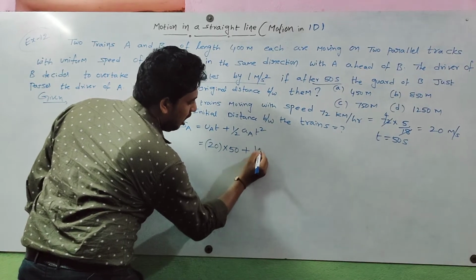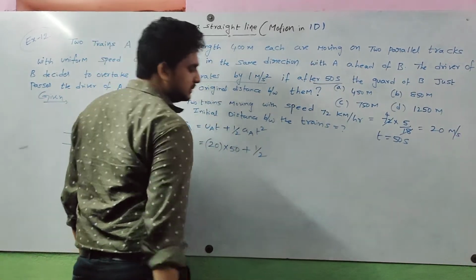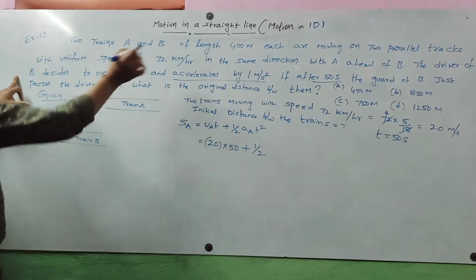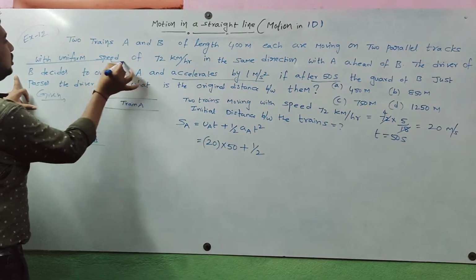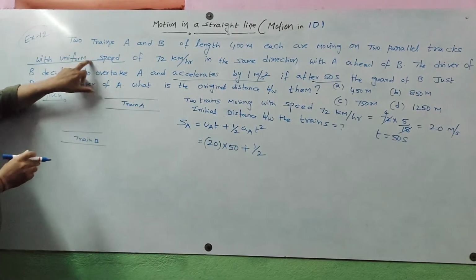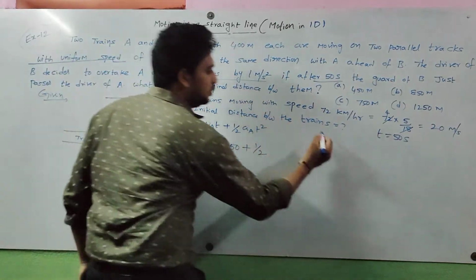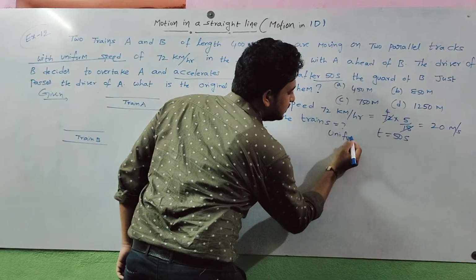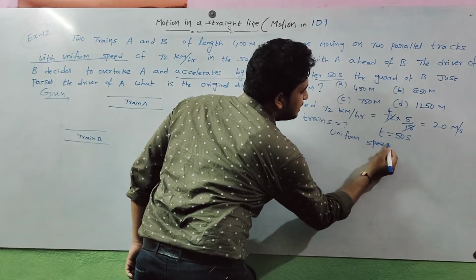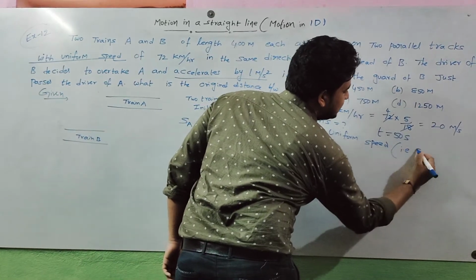Plus half into acceleration. What is the acceleration here? Observe carefully. Two trains are moving with uniform speed. Here uniform speed means the speed is constant.